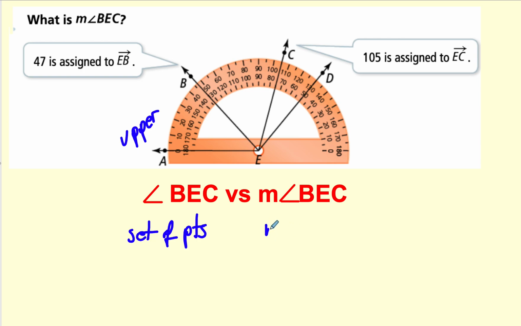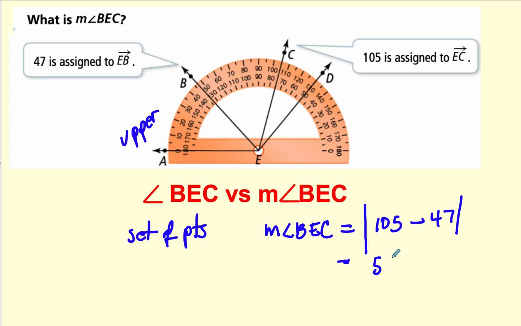Now to figure out the measure of angle BEC, we're trying to figure out the number of degrees it opens. And what you're going to do is very similar to what we did with distance. You're going to take the 2 number designations, 105, and subtract the other number designation. And then you're going to get 58 degrees. Most students don't want to count the number of degrees all the way to EC like we did with the number line. They just want to take the 2 numbers, subtract them, and ensure you take the absolute value.